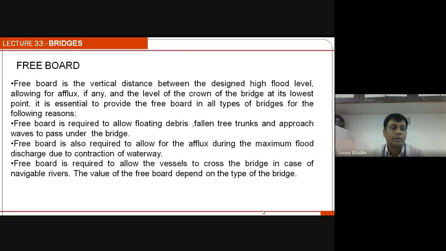Freeboard. Normally, this freeboard is the indication of overflow of the water. So freeboard is required to allow floating debris and the design discharge to pass under the bridges.